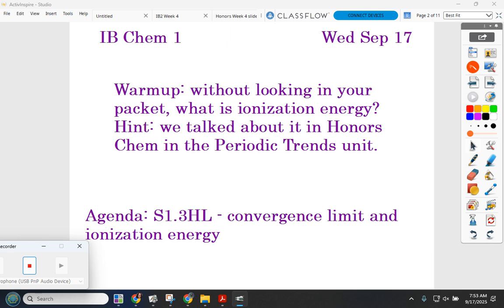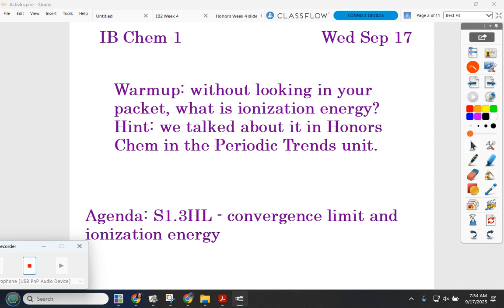Is it like how much energy it takes for an atom to lose an electron? Lose an electron, yep. Different atoms, different elements are going to either gain or lose electrons to become ions. But when we talk about ionization energy, that definition is based on losing one electron.